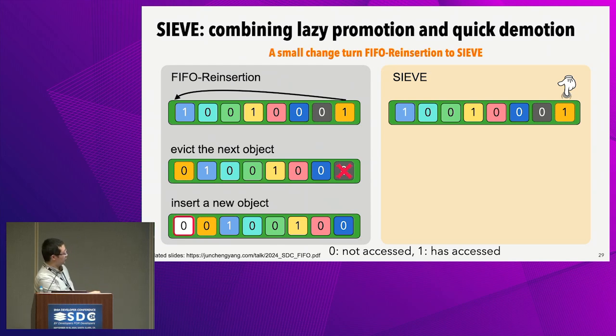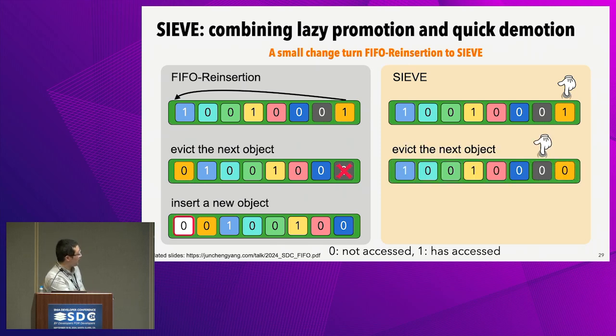So SIEVE also uses a FIFO queue, and each object in the queue is associated with 1 bit of metadata. However, it does not use reinsertion to keep objects that we want to retain. Instead, it uses a moving hand from the tail to the head. For example, at this stage, you look at the tail, the object has bit 1, so we want to retain this object. Instead of reinserting this object at the head, it keeps the object at the original position, and it moves the hand to the next position.